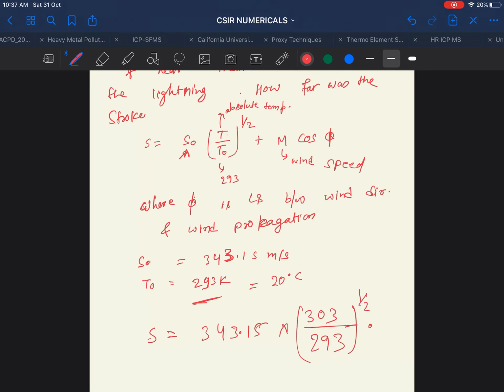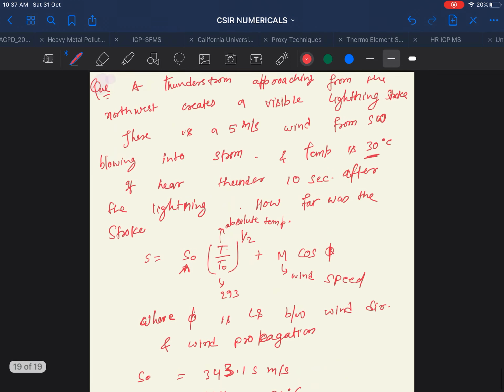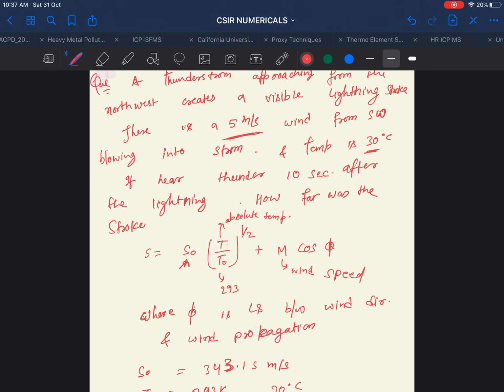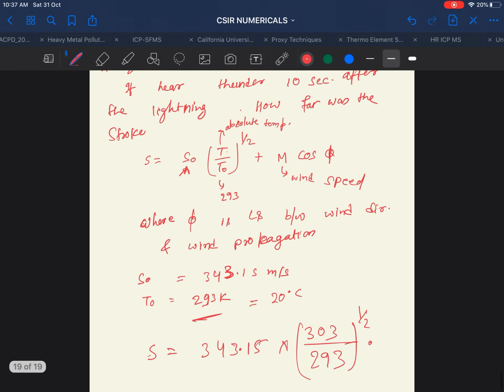Here our aim is basically wind speed. So wind speed is how much? 5 meter per second. See, it is given as 5 meter per second. This is our wind speed.